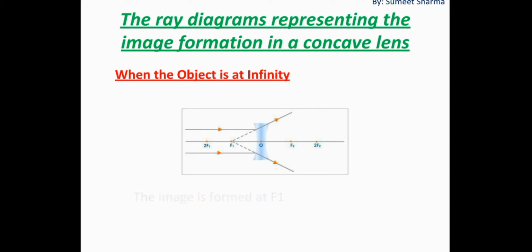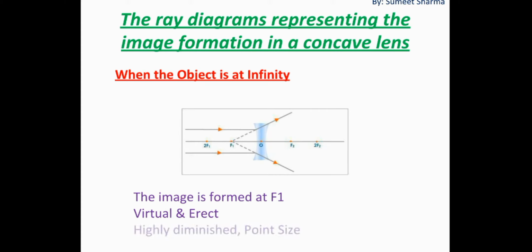So where will the image be formed? The image will be formed at the F1 point, that is on the same side of the lens. What will be the nature? Nature of the image will be virtual and erect. It will be highly diminished, point size image.